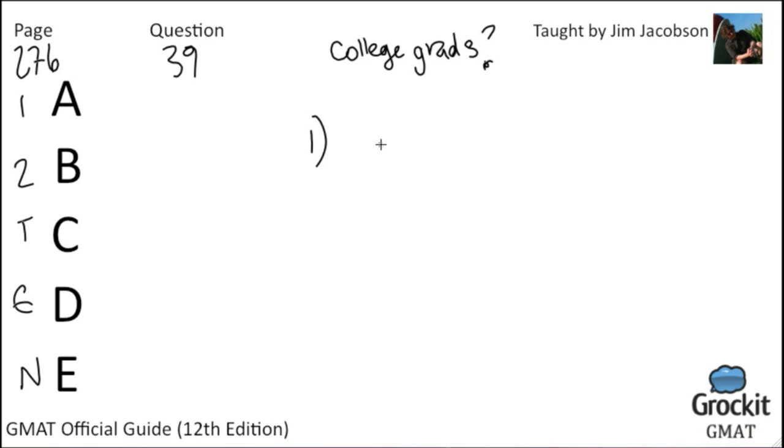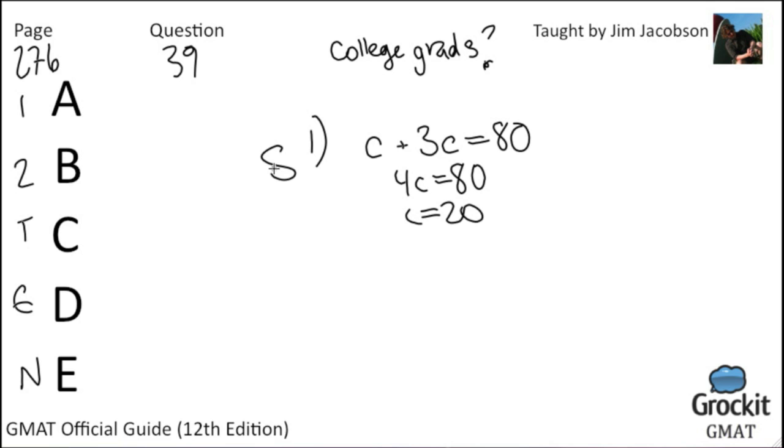So if we make C college graduates, and then the number who are not college graduates are 3 times that, those two numbers together equal that random sample of 80 adults. So that, we could solve the rest of the way for C equals 80, C equals 20. Clearly, statement 1 is sufficient on its own, so we can cross off B, C, and E. Let's take a look at statement 2.